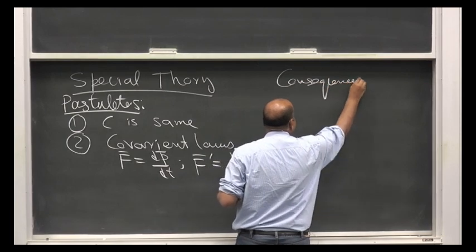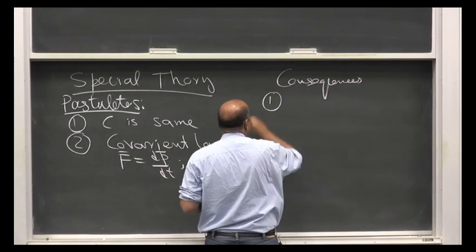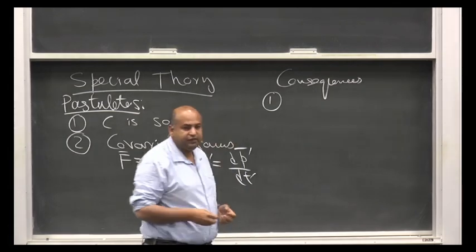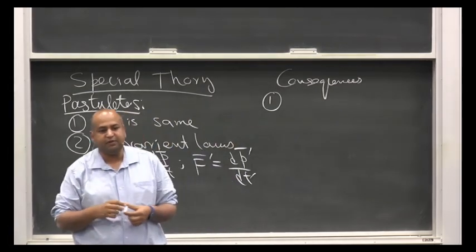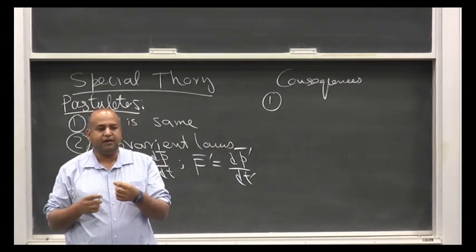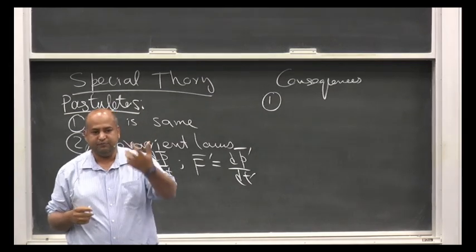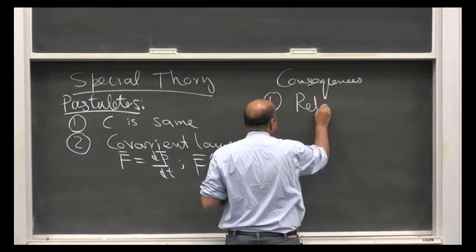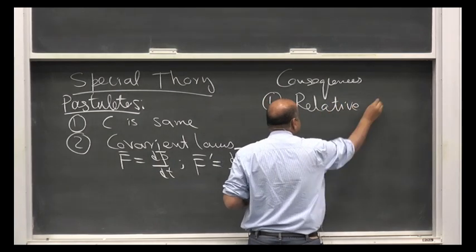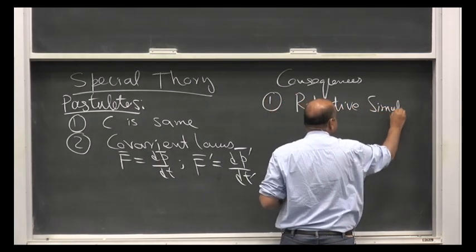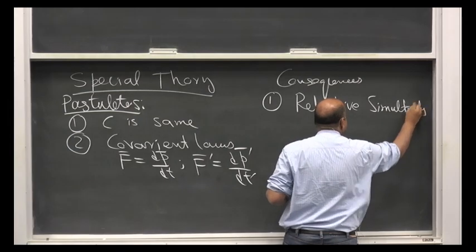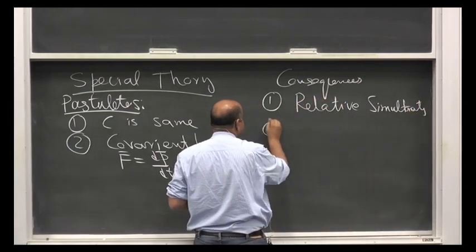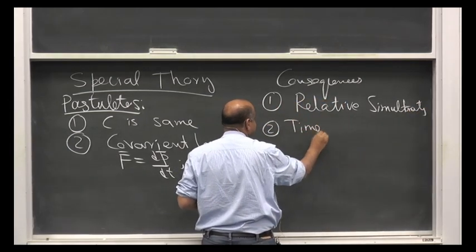Number one was that two events that happen at the same time in one frame may not happen at the same time in another frame. It's relative simultaneity. And the second consequence was time dilation.